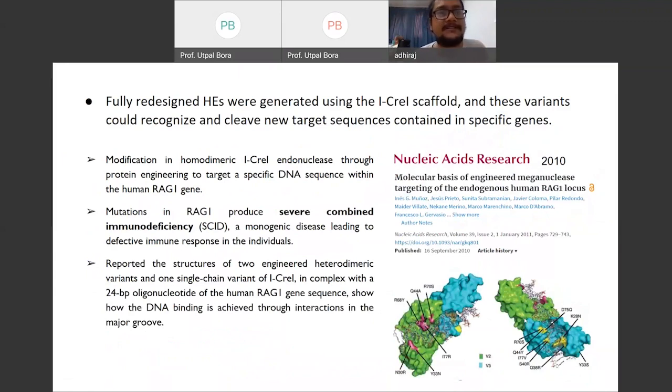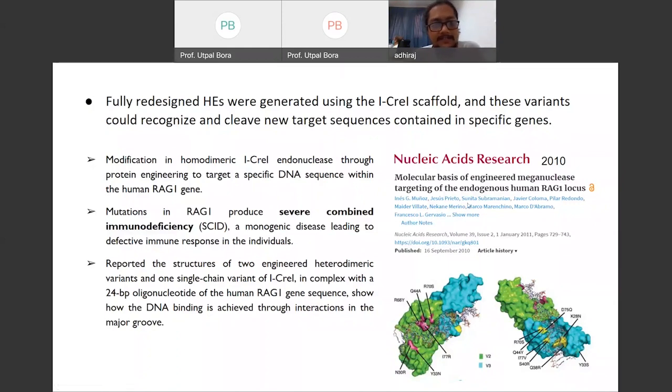The next substitution, as I said, is they take a gene and try to change the endonuclease accordingly so that it finally goes and binds to it. That is one of the other methods. So fully redesigned HEs were generated using the I-CreI scaffold, and these variants could recognize and cleave new target sequences contained in a specific gene, right? So this was done in 2010, and they published this paper here, molecular basis of engineered meganucleases targeting of the endogenous human RAG1 locus.